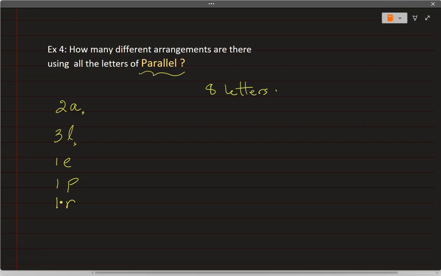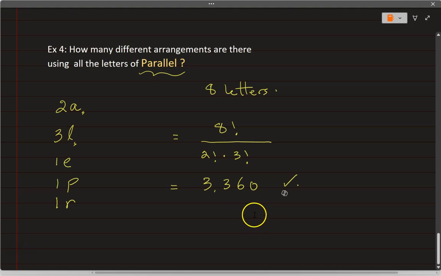So what do we have here? This would be 8 factorial on top, divided by 2 factorial for the 2 A's, times 3 factorial for the 3 L's. That's basically it, because we don't have to write the 1 E, 1 P, 1 R; each of them is 1 factorial, and that's not going to make any difference. Let's do the math, and the answer is 3,360 different arrangements you can find from the letters of parallel. That's the total number that you can get.